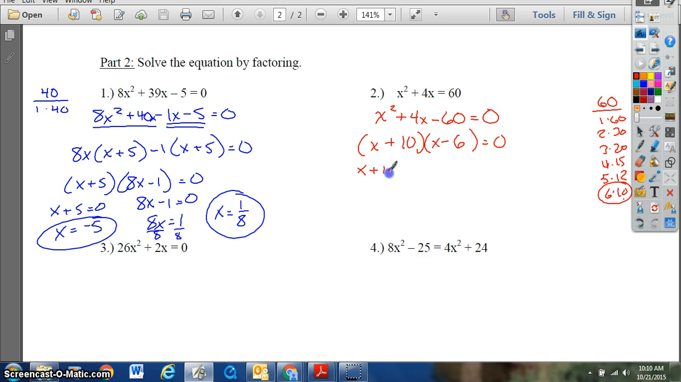So x plus 10 equals 0, x equals negative 10. x minus 6 equals 0, x is equal to 6. All right, let's talk about 3 and 4.